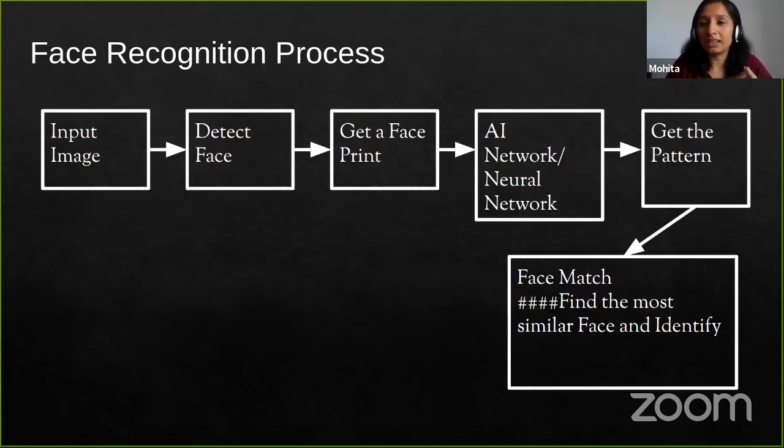So I hope that you understood the process. I'll just repeat it once more: we will get an input image, detect the face inside it, get a face print out of it, feed it to this AI network, get the pattern out, and try to find a match. That's how this whole thing works.